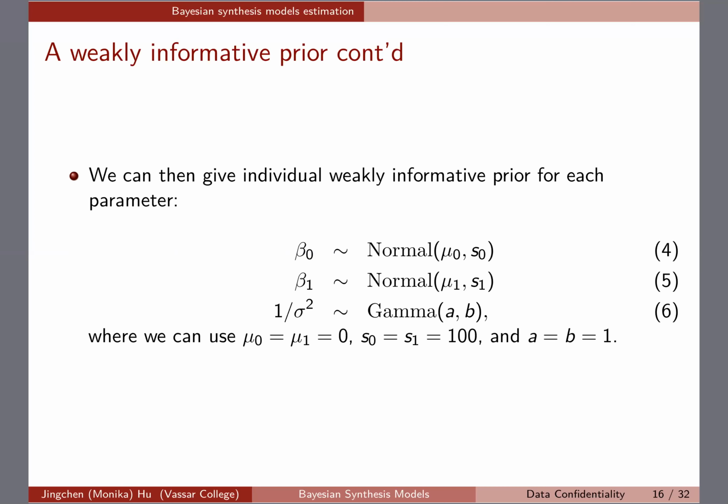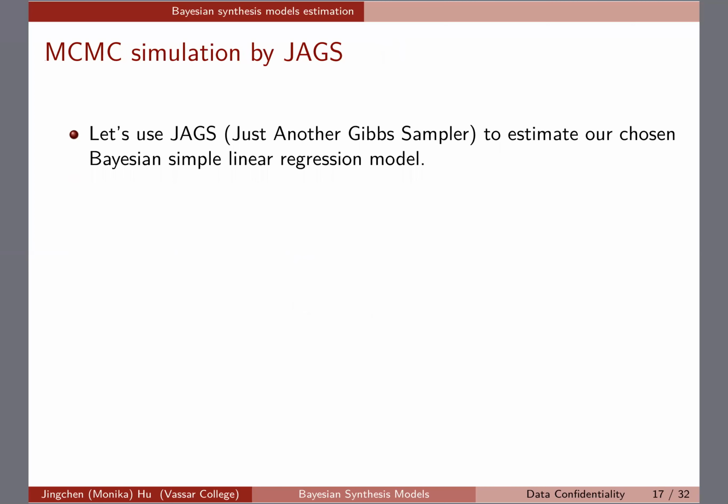Okay. All right, so MCMC simulation, we just want to use JAX for now. It's not something very complicated, and also a good thing to refresh your memory about. So we're going to use JAX. It's just another Gibbs sampler to estimate our chosen Bayesian simple linear regression model.